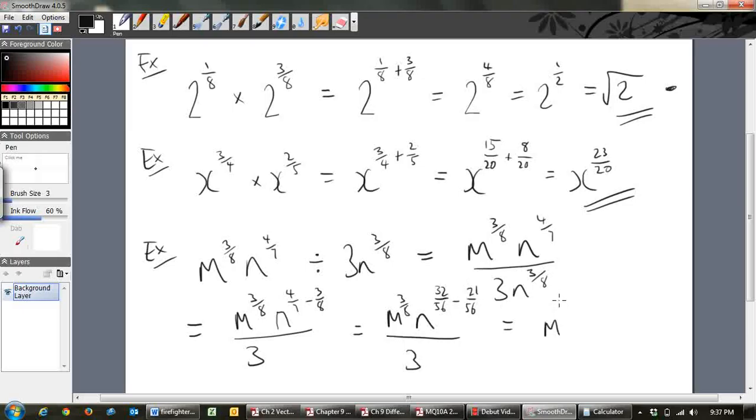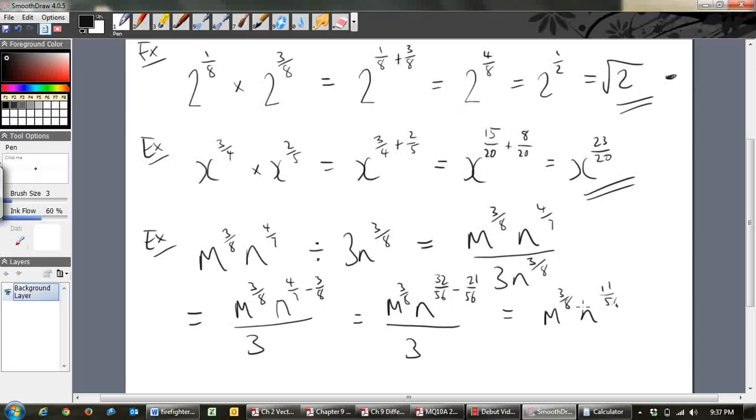So this is equal to m^(3/8) n^(32 minus 21) is 11, over 56. Oops, I accidentally pressed the button on the pen. So it's n^(11/56) over 3. And that's your answer. It looks horrible, and it is horrible. But there you go. There's no simpler answer than that.